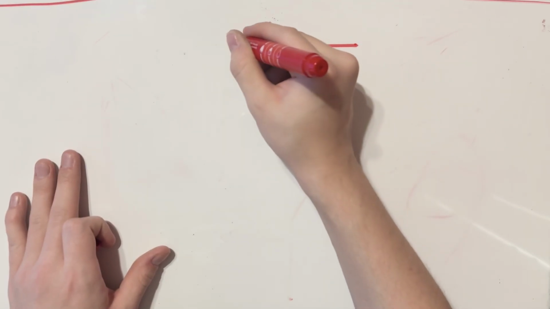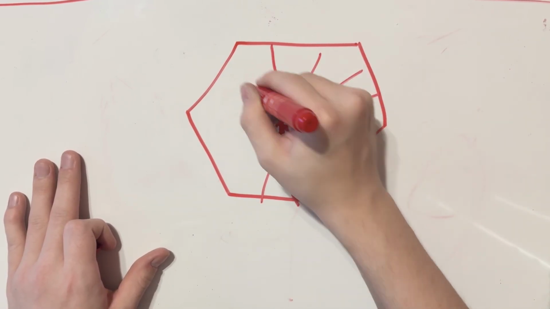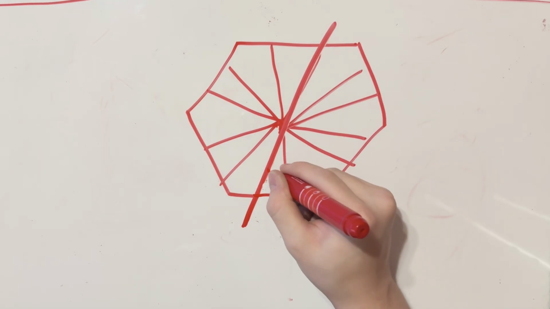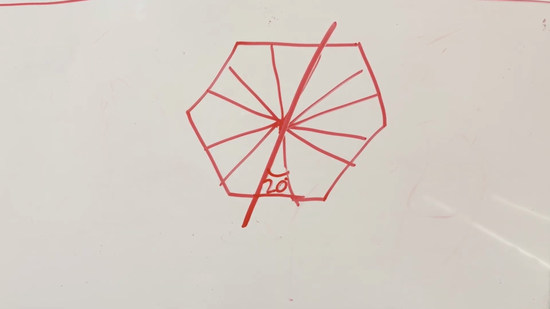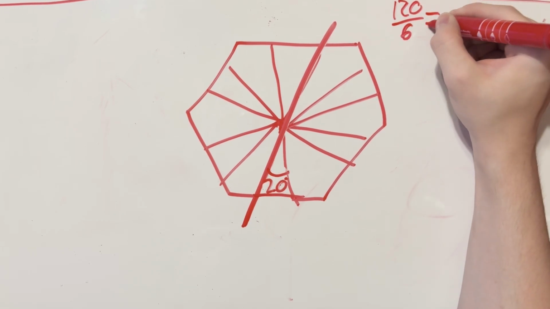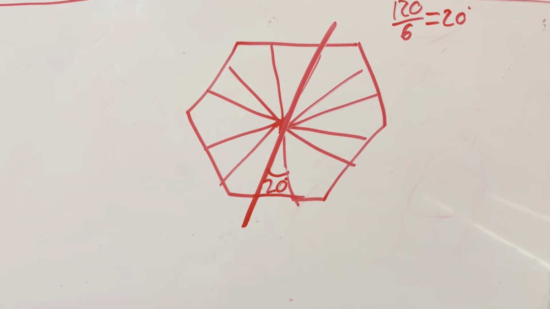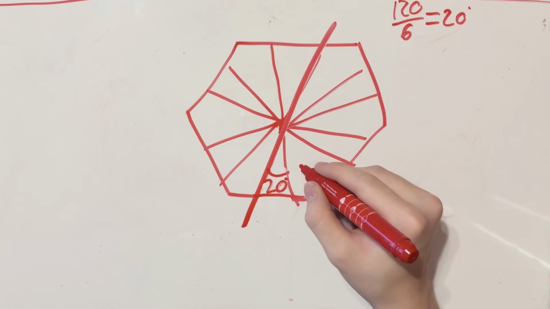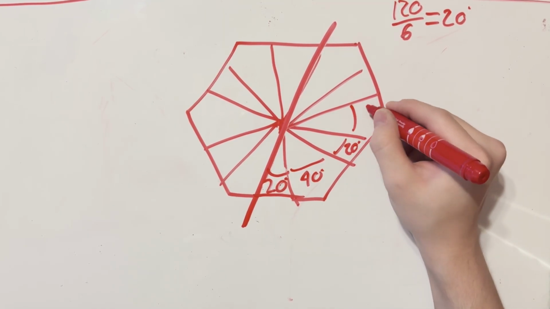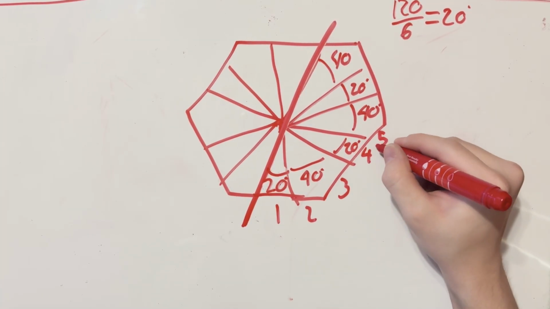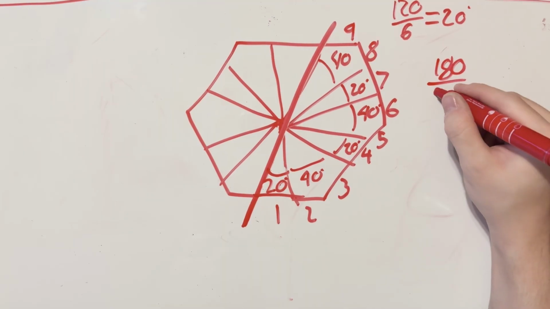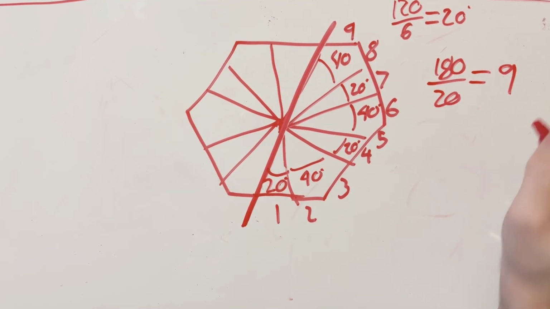What about a hexagon? This line right here is our slice. We know that this is 20 degrees because 120 divided by 6 is equal to 20. So let's count. 20, this is 40 degrees, this is 20. And indeed, 180 divided by 20 is 9.